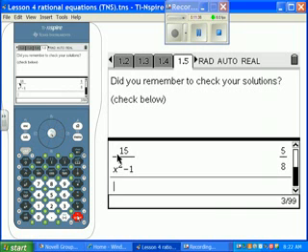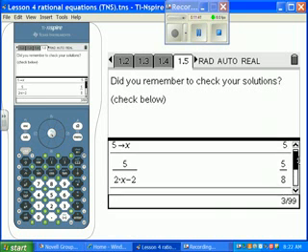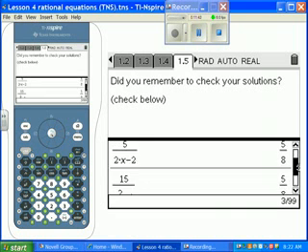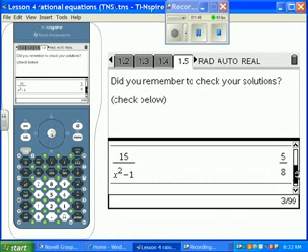Do we get the same thing? Yeah. So our solution checks. Okay, we got the same thing here. We've got 5/8 and 5/8, so our solution checks. Okay, so you want to always make sure that you're checking your solutions.